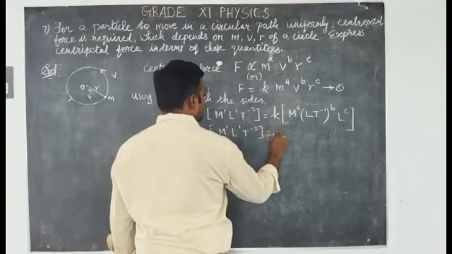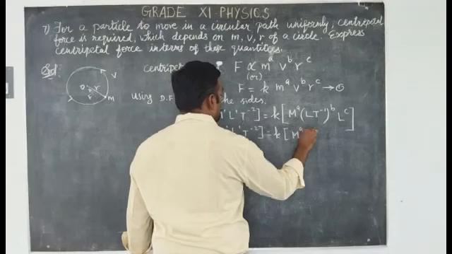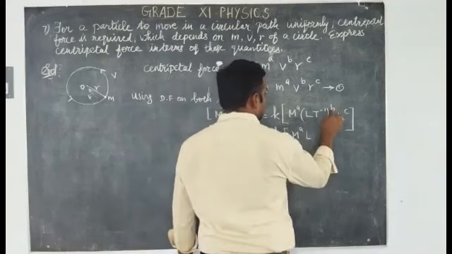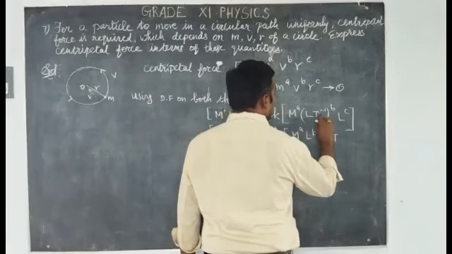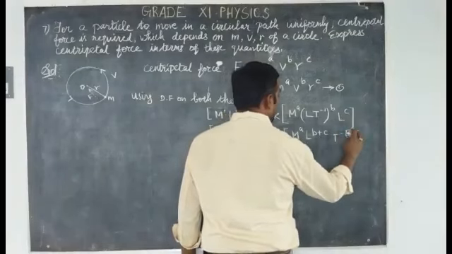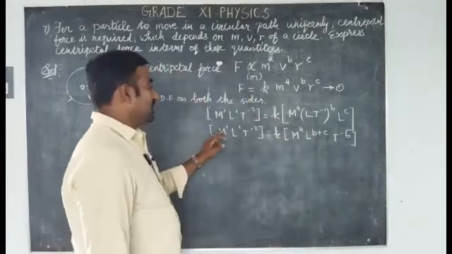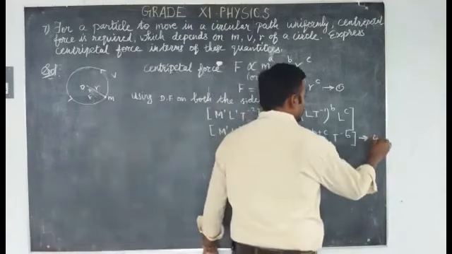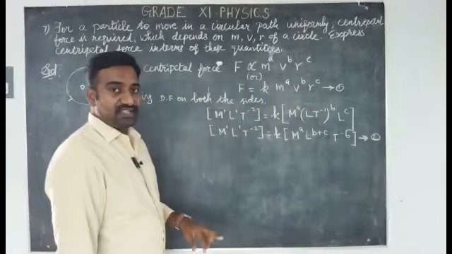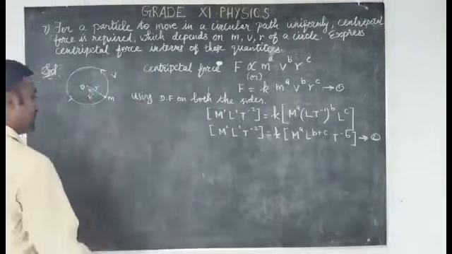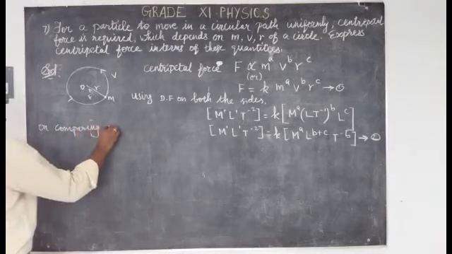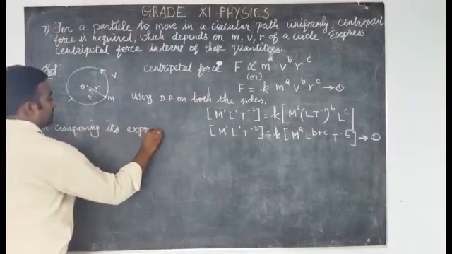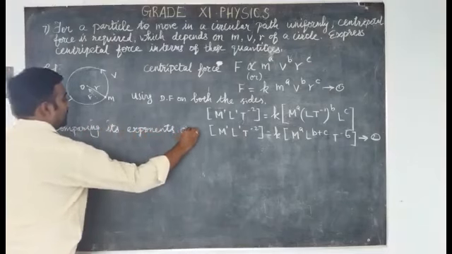On the right-hand side, k into m power a, then b is common for both the terms, so it becomes l power b plus c, into t power minus b. Now compare the exponents in this equation 2. The left-hand and right-hand sides are equal, so the exponents are equal. On comparing, what are the exponents of this equation?